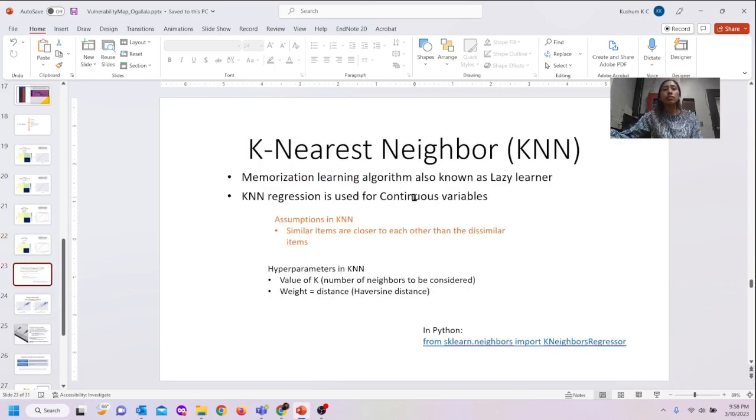So next is KNN, K nearest neighbor. K nearest neighbor is a memorization learning algorithm, which is also known as a lazy learner. It is used for continuous variables. Here the assumption is that similar items are closer to each other. The hyperparameters that we include are the value of k, which is the number of neighbors to be considered, and the weight, which is based on the distance between two points. For that, we took Haversine distance. For this, we use the KNeighborsRegressor library, which we get from the sklearn neighbors package.